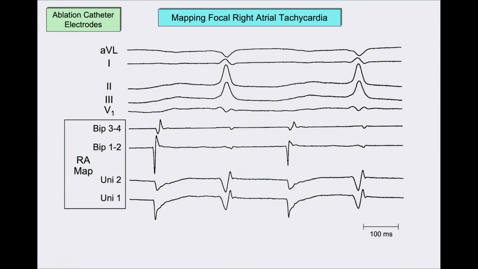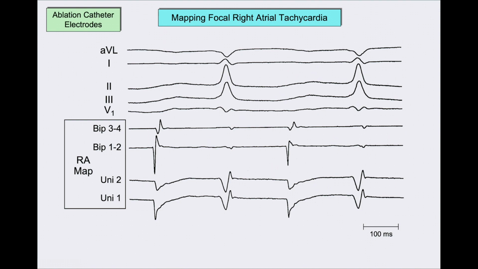Let's start looking at some cases. So here we're mapping a focal right atrial tachycardia. We're using an ablation electrode. Here are the surface leads, and here are the electrograms recorded from the ablation electrode. So here's the proximal bipolar pair, the distal bipolar pair, and here are the unipolar electrodes that go with this distal bipolar pair. I typically like to place all my electrograms with proximal on the top and distal on the bottom. So while many people place unipolar here to be right next to the bipolar electrogram, I often like to place my second unipolar electrogram here and then the distal unipolar electrogram.